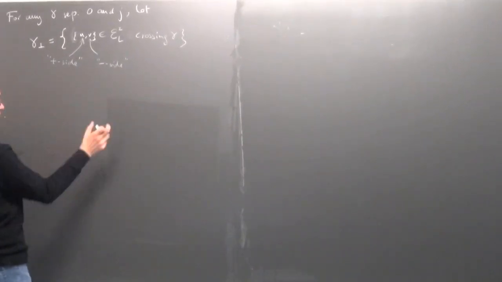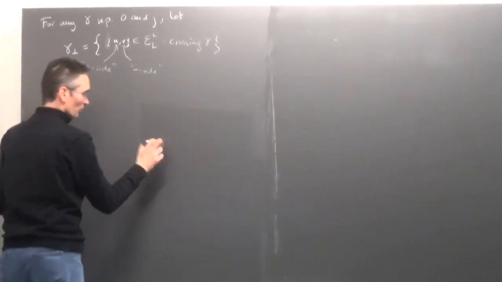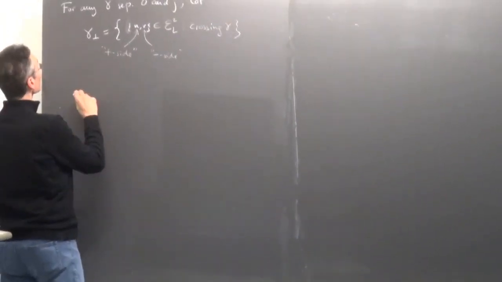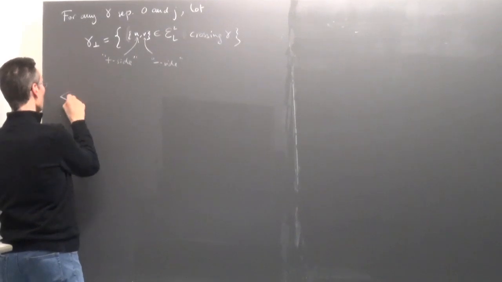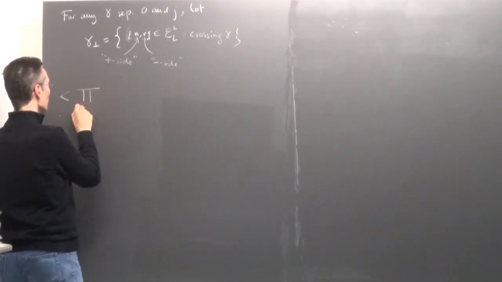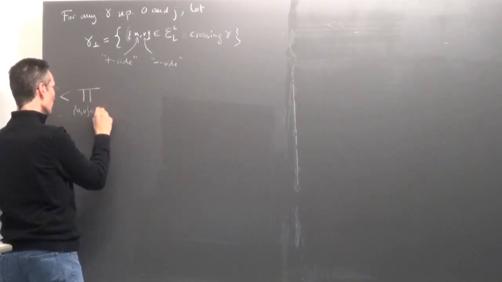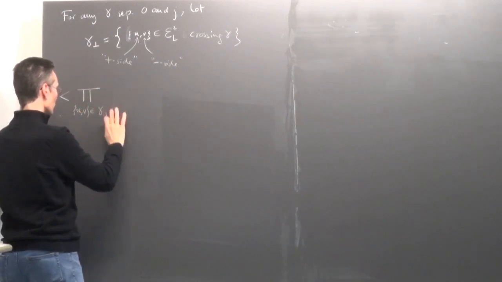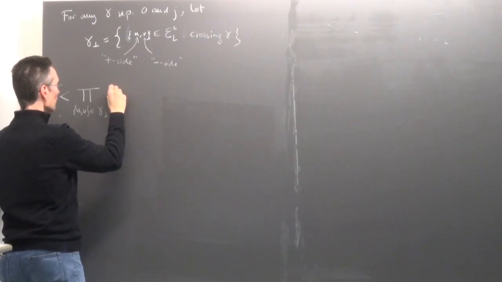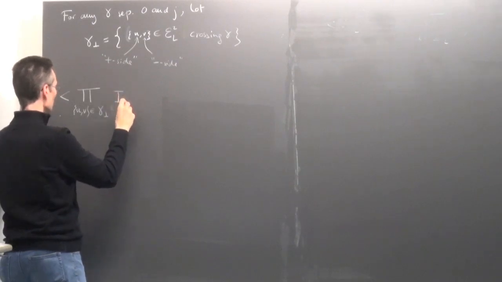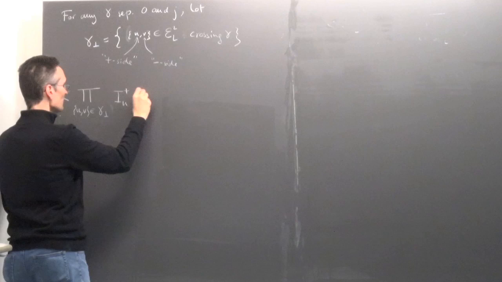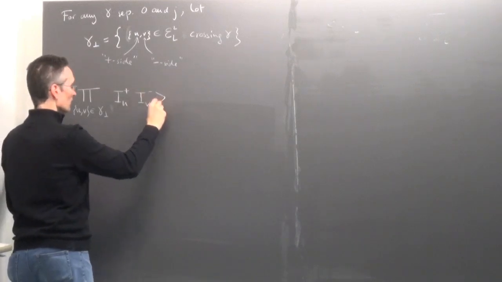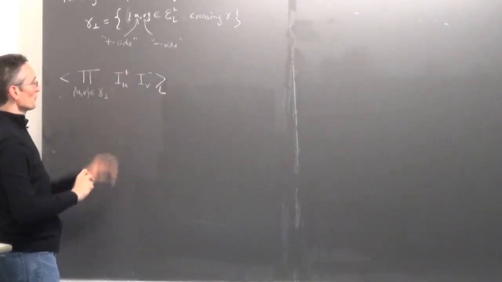Just pairs of neighbors which are on each side of gamma. Okay, so now what I want to do is rewrite the product over all uv in gamma orthogonal, of I_u plus I_v minus. I want to get an expression for this quantity.